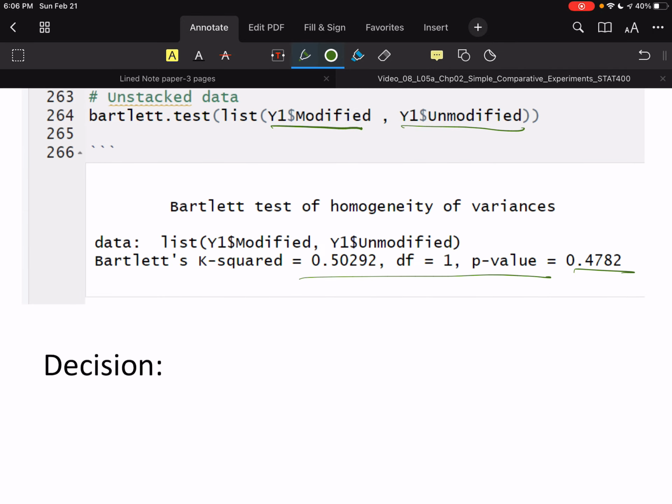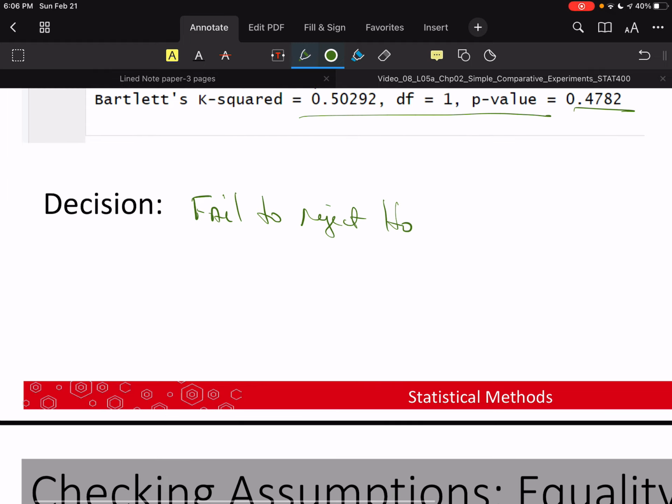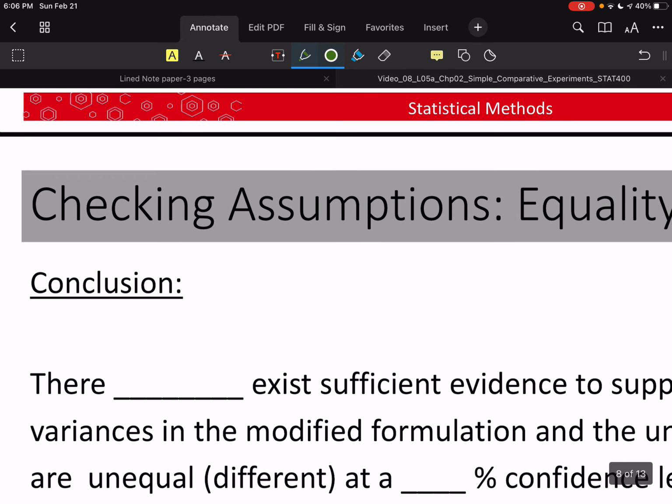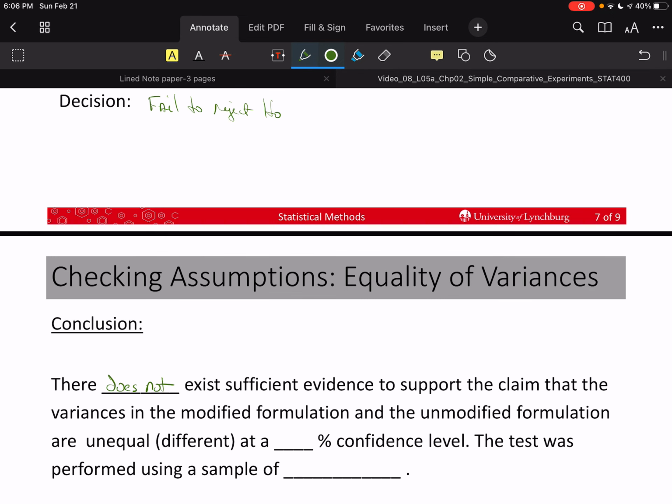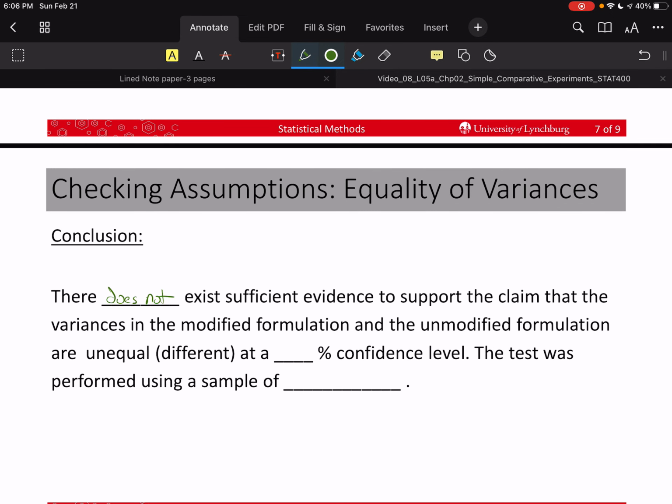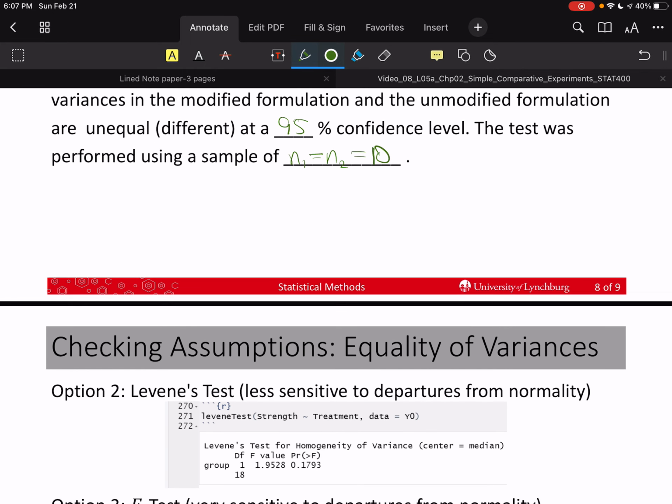So what's our decision here is we failed to reject the null hypothesis, okay? That's our decision. The conclusion there: does not exist sufficient evidence to support the claim that the variances in the modified formulation and the unmodified formulation are unequal at a 95% confidence level. The test was performed using a sample of n1 equals n2 equals 10. That sample size is important to know how powerful our test is. And with such a small sample size, the power is not very good there.